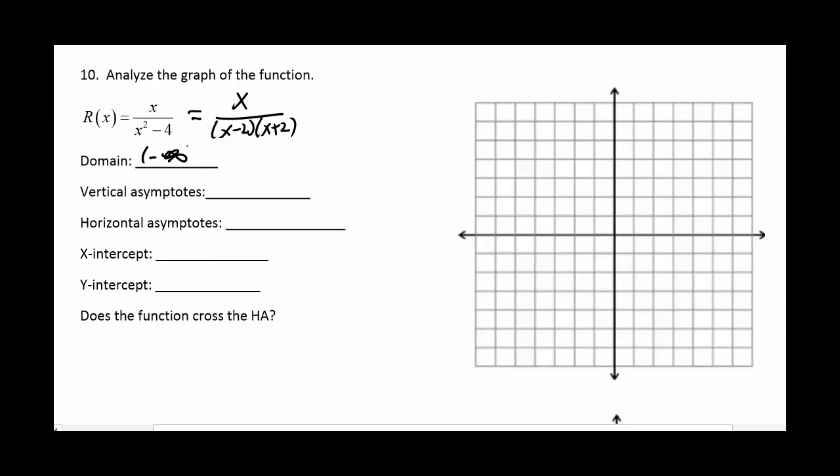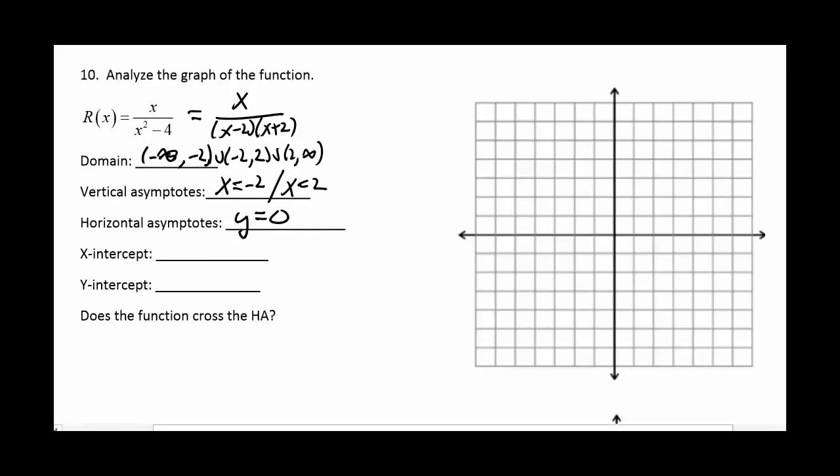So -infinity up till -2, and then -2 out to +2, and then +2 out to infinity. Vertical asymptotes, those would be the exact same numbers that I am kicking out of the domain. So x equals -2 and x equals +2. Horizontal asymptotes. Okay, so this thing is what we consider to be bottom heavy. So all bottom heavy rational functions have a HA, or horizontal asymptote, of y equals 0.